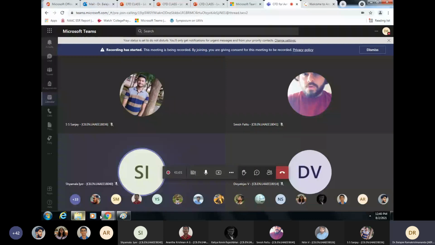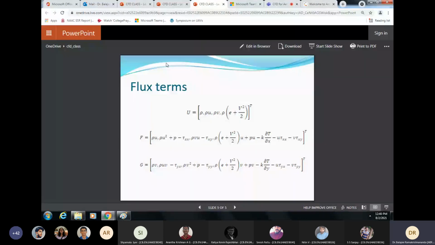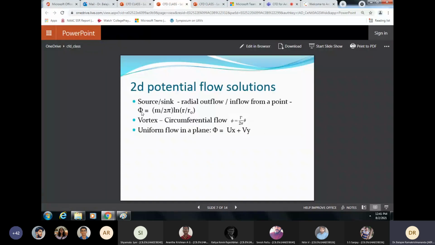So source and sink: radial outflow or inflow from a point requires a source or sink. The potential phi is given by m, the mass flux or volume flux or some constant, divided by 2 pi into ln of r by r naught. This derivation has been done by you earlier; you can revise it. Then the vortex, the same potential, we give as gamma by 2 pi theta.